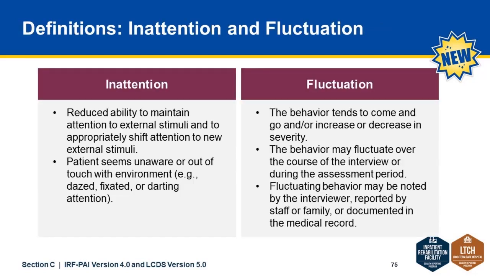Let's consider these definitions regarding inattention and fluctuation. Inattention is the reduced ability to maintain attention to external stimuli and to appropriately shift attention to new external stimuli. A patient seems unaware or out of touch with the environment, like they're dazed, fixated, or maybe they have darting attention. Whereas fluctuation is a behavior that tends to come and go or increase and decrease in severity. The behavior may fluctuate over the course of the interview or during the assessment period. Fluctuating behavior may be noted by the interviewer, reported by the staff or family, or documented in the medical record.